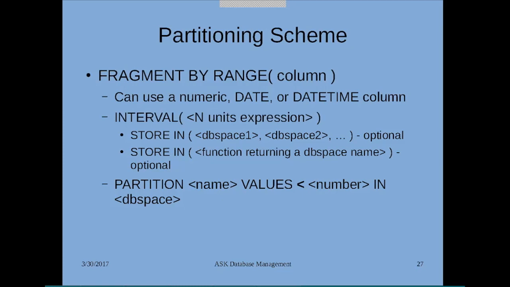Okay. We can have range partitions. You can fragment by range on a date, time, or any numeric column, so integer, short, etc. Your partition expressions will say interval of n units. So let's say fragment by range serial number, interval 1 million, and then you can store it in this list of dbspaces: dbspace 1, dbspace 2, dbspace 3.